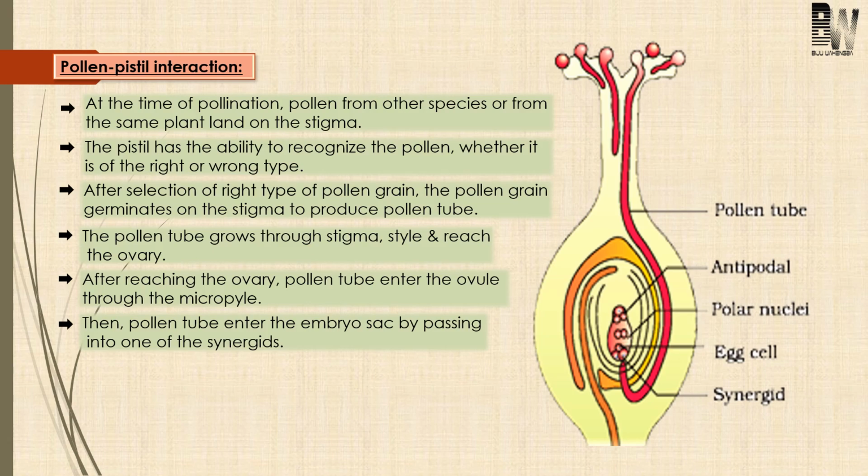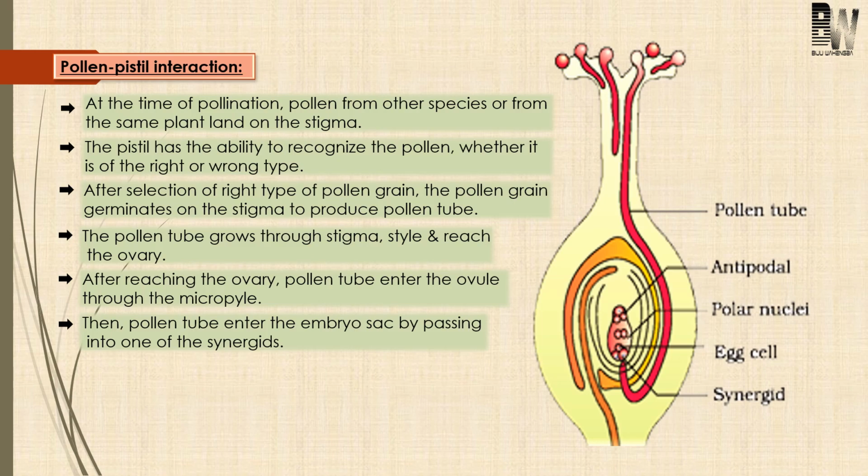After the selection of the right type of pollen grain, what happens? The pollen grain will start absorbing nutrients from the stigma, and thus an outgrowth will be formed through the germ pore, and that outgrowth represents the pollen tube. That is, after the selection of the right type, the pollen grain will germinate and produce a pollen tube through one of the germ pores, and this pollen tube will go through the stigma and style, and it will reach the ovary.